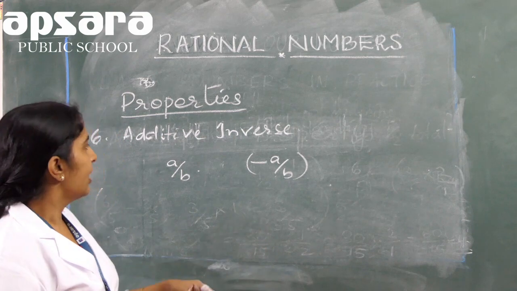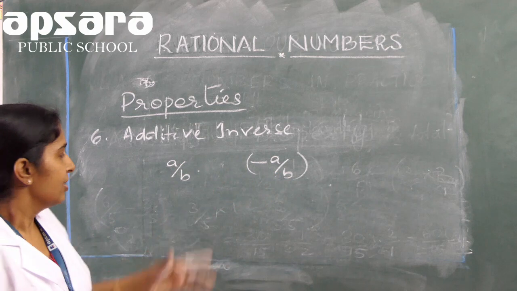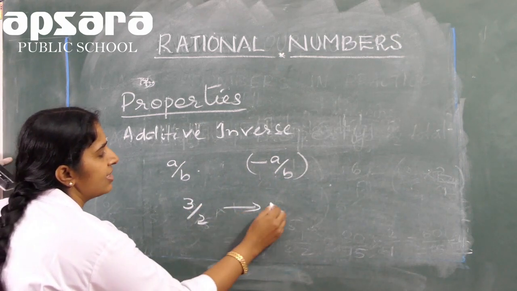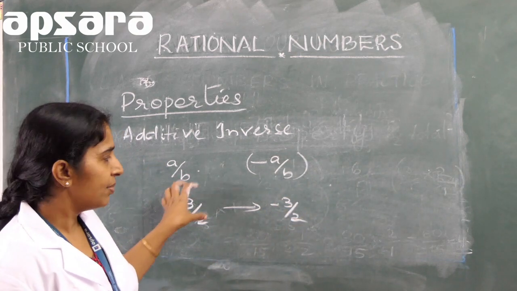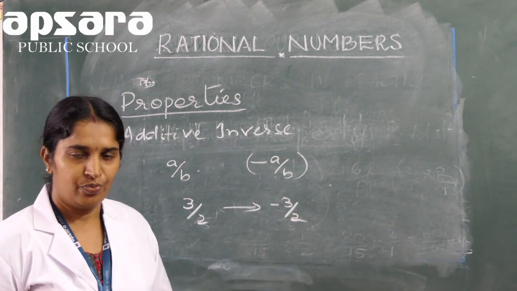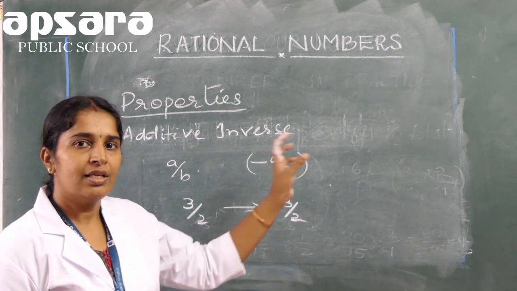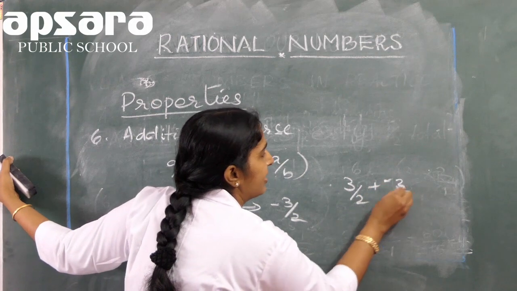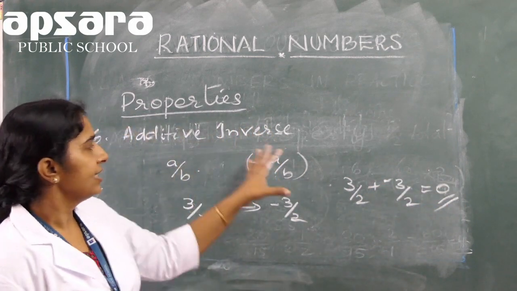Okay. So next one is multiplicative inverse. This is additive inverse. An example is 3 by 2. Its additive inverse is minus 3 by 2. And when you add a rational number with its additive inverse, the answer will always be 0. 3 by 2 plus minus 3 by 2 will always be 0. Okay, this is about additive inverse.